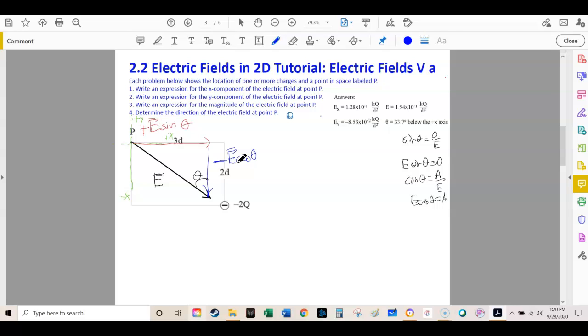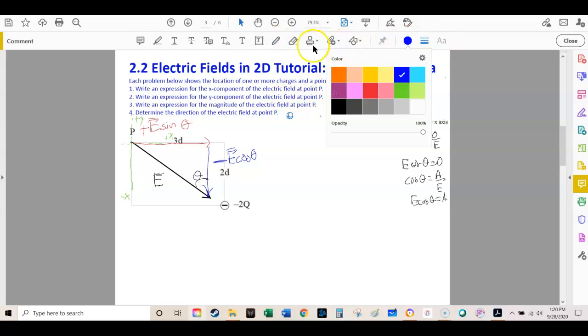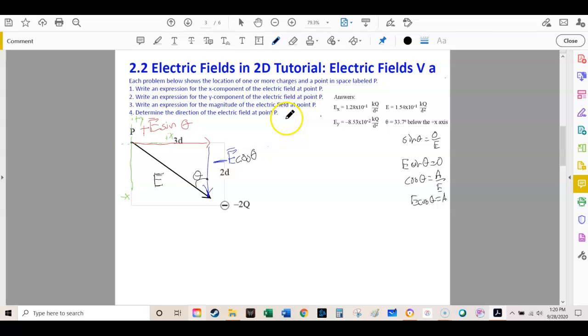All right. Now let's go ahead and write our expression for the x component of the electric field at point P and the expression for the y component of the electric field at point P. The x direction component for the electric field at point P is going to be the sum of the electric field in the x direction, and that is simply E, pointed to the right, E sine of theta.